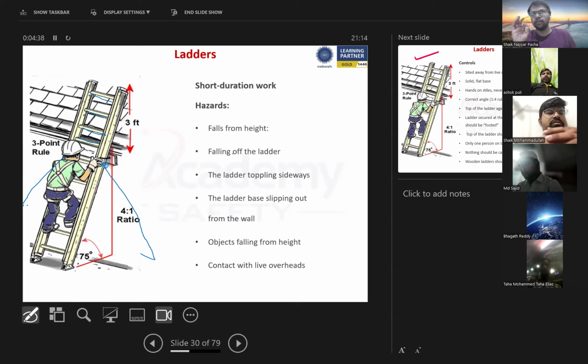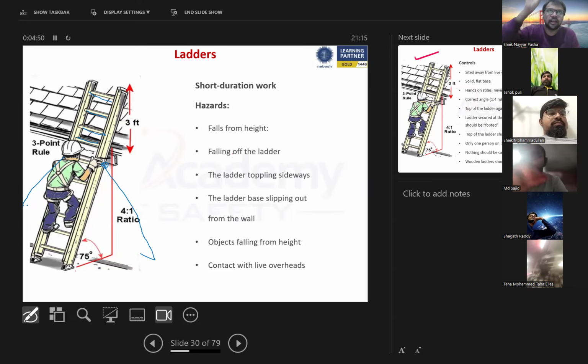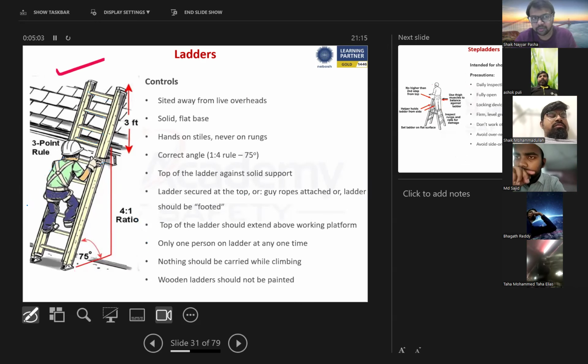And always maintain a safe distance from the overhead power cables. Minimum 10 feet. Up to 50 kV power lines, minimum 10 feet should be maintained, safe distance. And apart from that, if you are using wooden ladders, never paint wooden ladders. Why? Because that will lead to slipping or any cracks or these things could get hidden. So these are the controls that we can implement to minimize the risk of ladders.